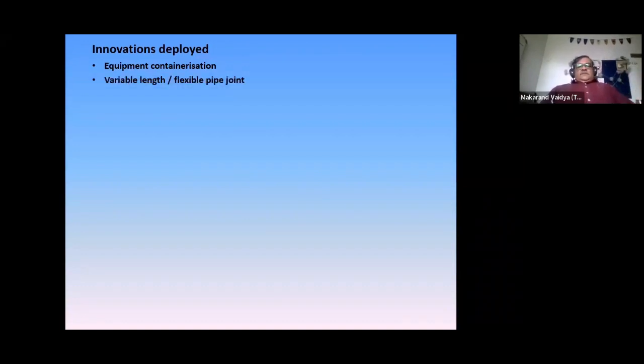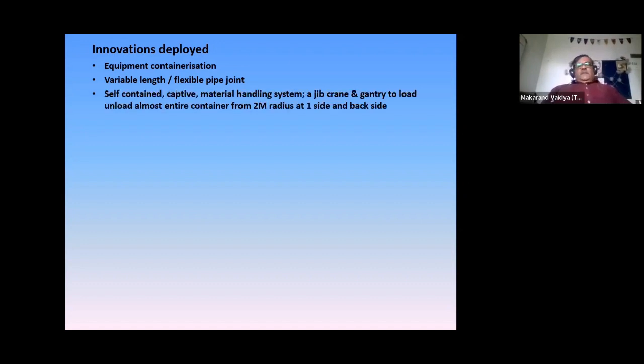The second innovation was a variable length flexible pipe joint, because hose and other things are not going to help at all. I developed this particular product. It has tremendous independent business potential. In 2022, I saw one Australian company who did something like this. I also developed a self-contained captive material handling system, a jib crane and a gantry, to load and unload almost the entire container from a 2 meter radius at one side and from the back side.